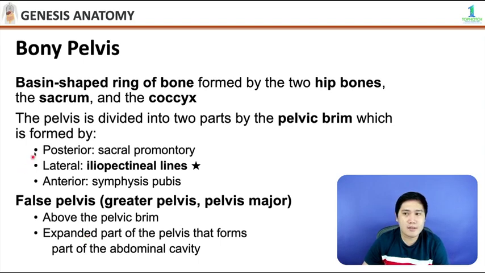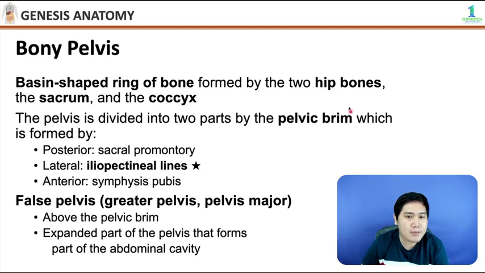Okay? So to start, we'll discuss the bony pelvis. So far, favorite din tong question, no? The questions about the pelvis. Okay? So your pelvis is a basin-shaped ring of bone, composed of the two hip bones, the sacrum, and the coccyx. Okay? So your pelvis is divided into two by your pelvic brim. Okay? And your pelvic brim has components. Anteriorly, the symphysis pubis. Laterally, the iliopectineal lines. And posteriorly, the sacral promontory.